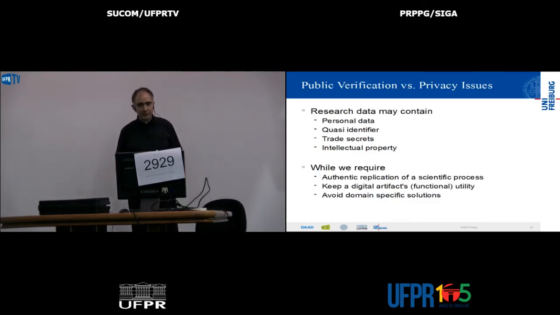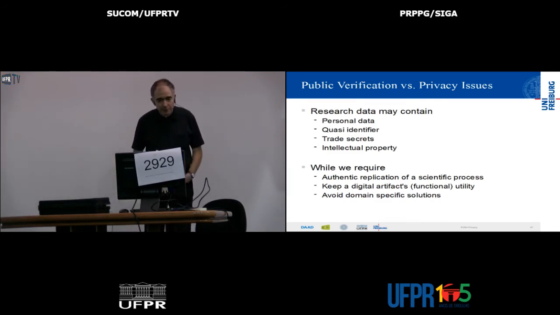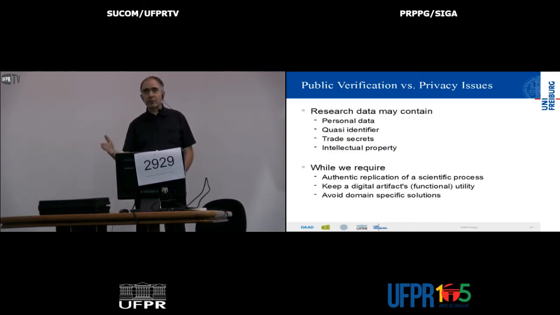Brings us back to the original stuff. Research data management. Research data may be personal, may have quasi-identifiers, may have trade secrets, intellectual property. And when we require an authentic replication of scientific computing, we must keep the digital artifacts, and we must avoid domain-specific solutions. So science actually wants the data in a pure form, otherwise you cannot derive information.